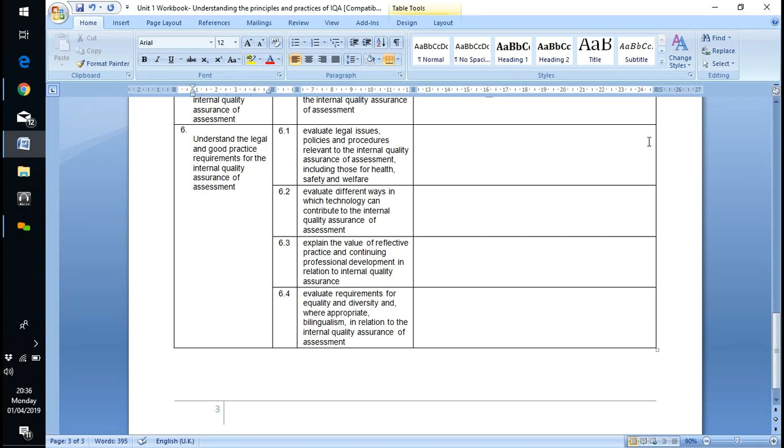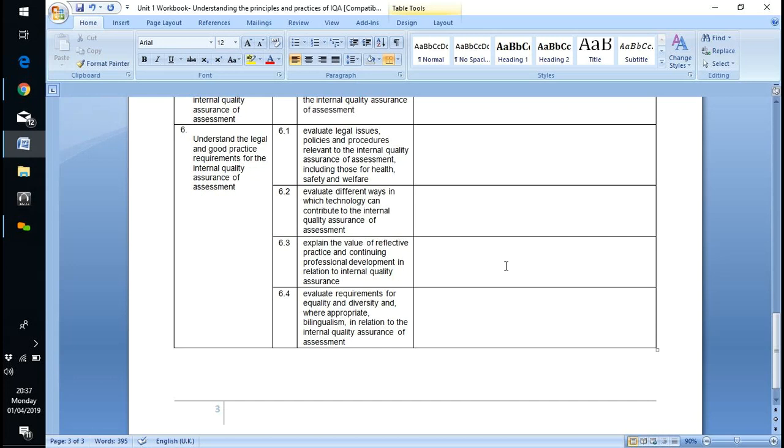Evaluate different ways in which technology can contribute to the internal quality assurance process. Nowadays, most material can be scanned into a system and passed electronically to either the assessor from the candidate or the learner, or from the assessor, of course, to the IQA. If an IQA has presented the assessors with a quality assurance plan, which units are going to be observed or looked at by the IQA, then it should be that all is possible and workable.